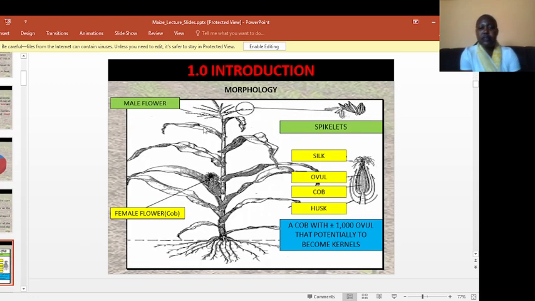Here is the morphology. We have the male flower. We have the spikelets here. These are the spikelets. And we have the silk. This one, the silk. And then we have the female flower, the husk. We say each cob has about 1,000 ovules potentially to become kernels.